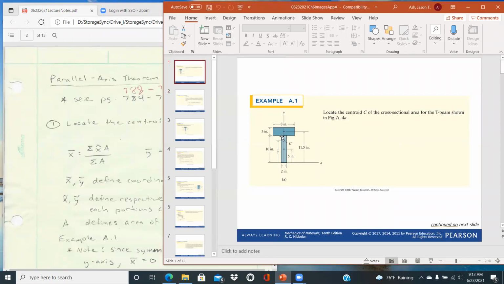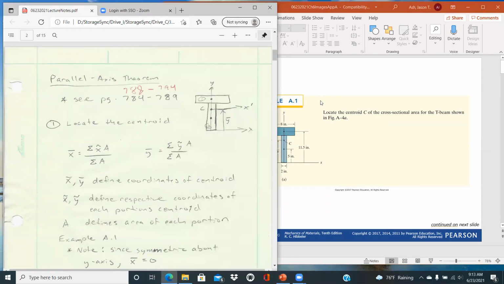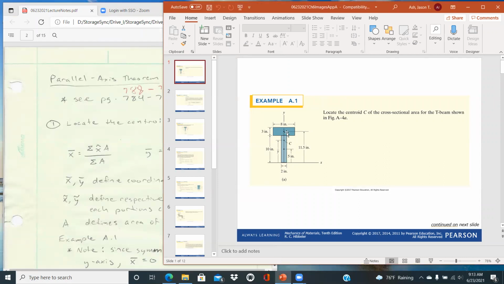So again, the area of this first, I did number 1 up here on top. So the distance to that centroid would be 11.5 inches, 10 plus 1.5, times that cross-sectional area, 8 times 3 is 24 inches squared, plus then 5 inches for the y tilde there, times its cross-sectional area, 10 times 2 is 20 inches squared, divided by that sum of area, 24 inches squared plus 20 inches squared.